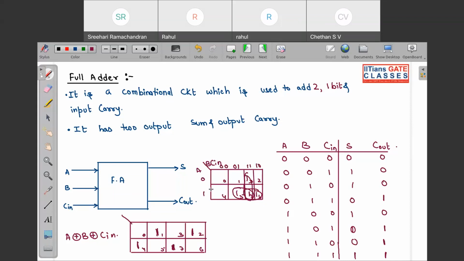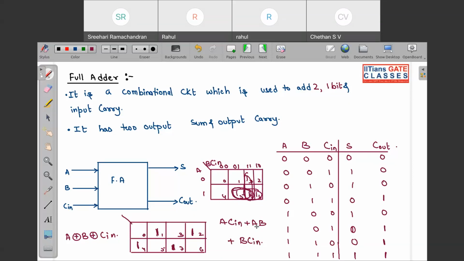Here A is common. Okay, so A, and out of B and C, what is common in this group? In this group you can see C in is common. So A, C in. In this group again A is common, and out of B and C in, B is common. And the last is this group, so that will be B, C in. So this is your expression for C out. They might ask you directly what is the expression for S and C out.